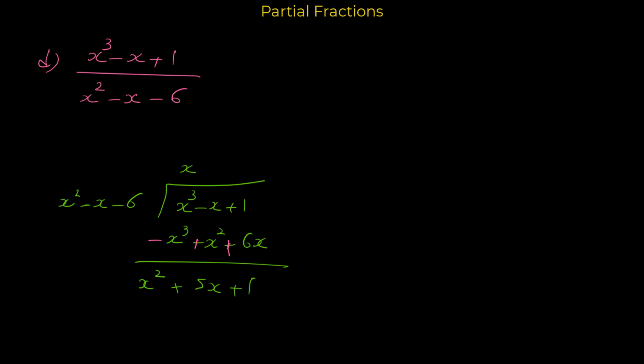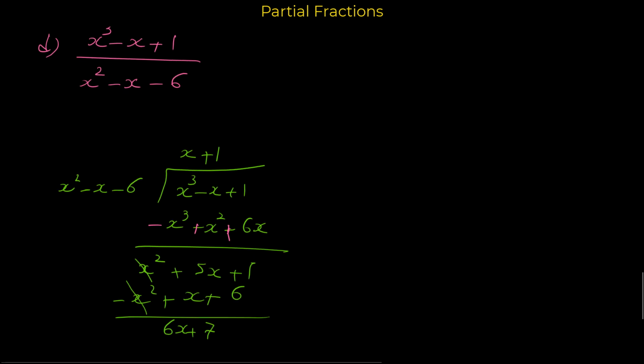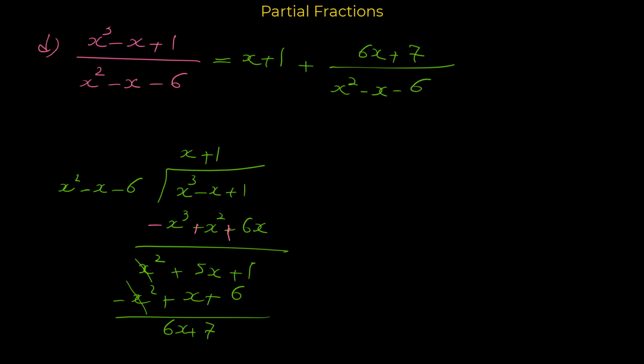Still we can continue the division. x to the 2 divided by x to the 2 is 1. We multiply 1, then we have x to the 2 minus x minus 6. We change the sign to negative, positive, positive. We add these two. This cancels with this. We have 6x plus 7. So this is our remainder. So when we do the division, the answer is x plus 1 plus 6x plus 7 all over x to the 2 minus x minus 6.